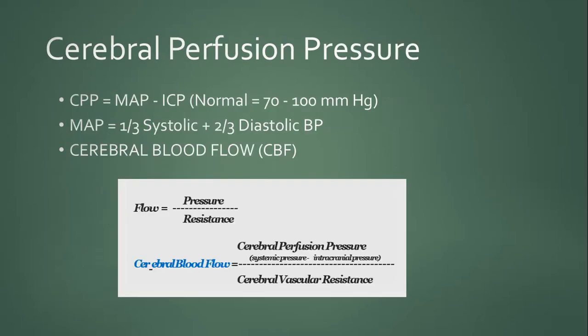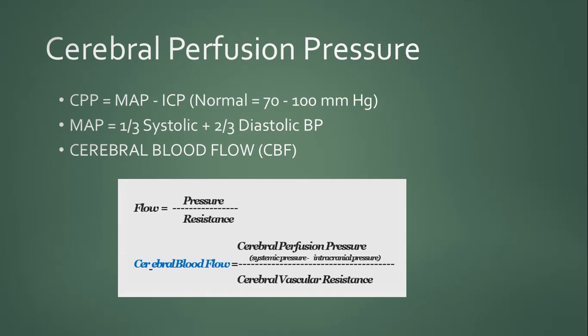It's important to know about the cerebral perfusion pressure because this pressure is to be maintained for the normal function of the brain. So how do we calculate cerebral perfusion pressure? It's equal to mean arterial pressure minus intracranial pressure. And the normal range is 70 to 100 millimeter of mercury for cerebral perfusion pressure.